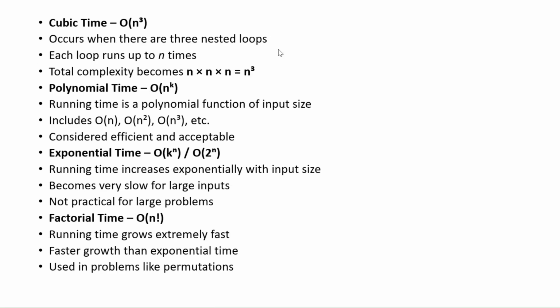Then we have cubic time. This occurs when there are three nested loops. So the running time becomes n cube. Next is polynomial time. Here, the running time is a polynomial function like n, n square, or n cube. These are generally considered efficient.